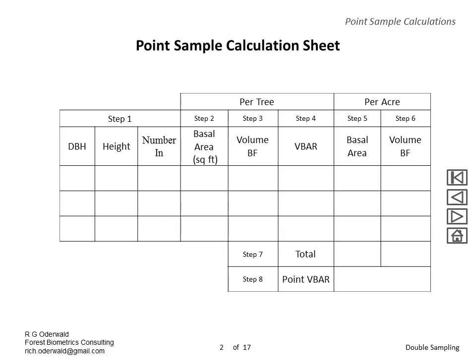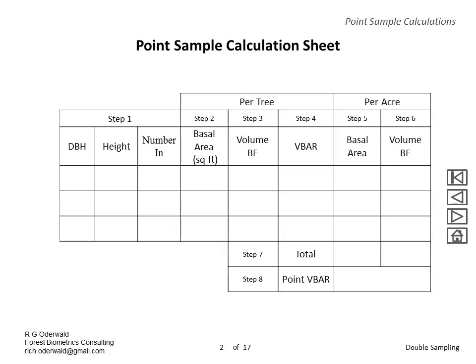This table shows the layout for one method of point sample calculations. We'll fill in the table as we go through the calculation steps. There are many ways to arrange the calculations, but they are all the same in the end. This method emphasizes the role of the volume basal area ratio and is the most straightforward.